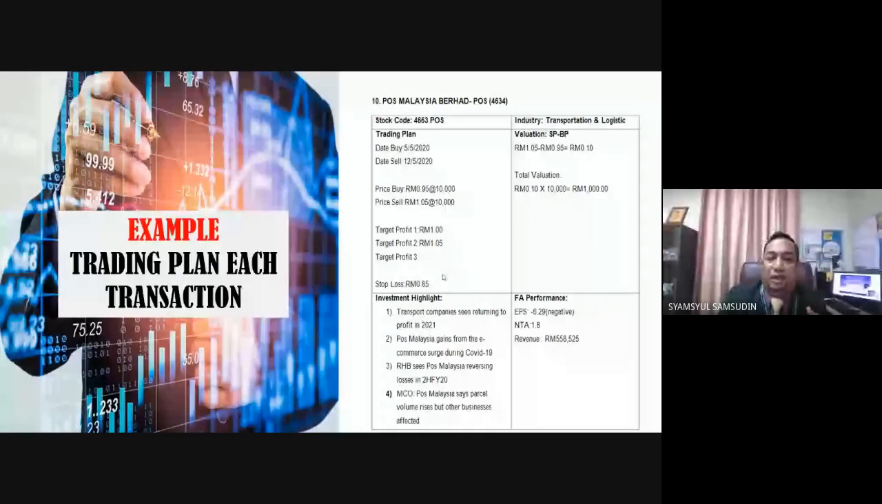The proper trading plan for the investor, retail investor or fund manager, they need a proper target profit and stop loss. So he put target profit 1 at RM1, target profit number 2 at RM1.05, target profit 3 he did not set, and stop loss at 85 sen. Why do they put this information? They are based on the risk and reward return.